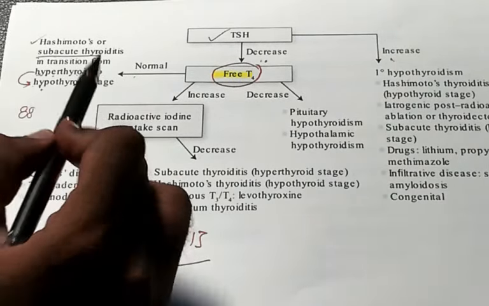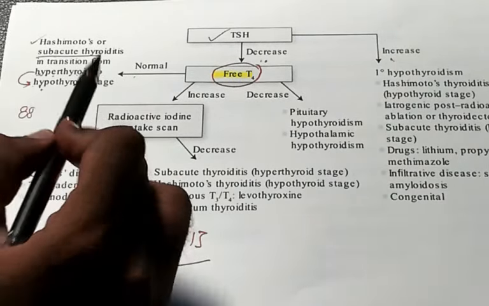TSH is increased. But if the TSH is decreased and leading to hypothyroidism, that is secondary hypothyroidism, because of the problem in the pituitary or in the hypothalamus, is what you have to basically remember. Very easy. Provided you should know. Thande dimag se samajh lena concept ko. That is very important, doctor.